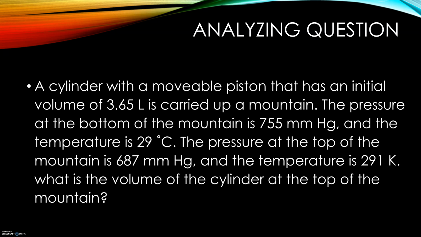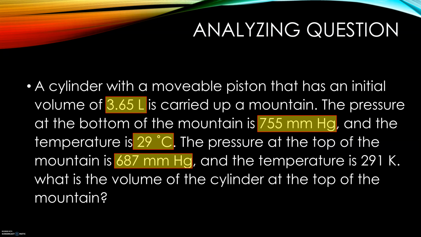So step number one in identifying these word problems is to go through the numbers and the units associated with them. Within this question, we notice 3.65 liters, 755 millimeter mercury, 29 degrees Celsius, 687 millimeter mercury, and 291 Kelvin. After we've gone through and analyzed all the numbers, we then ask ourselves, what did the question want us to find? With any luck of us being able to read English, we can analyze that. It's asking for the volume of the cylinder at the top.